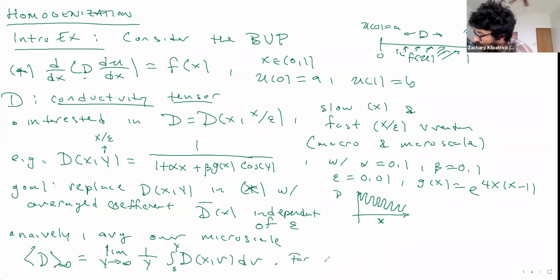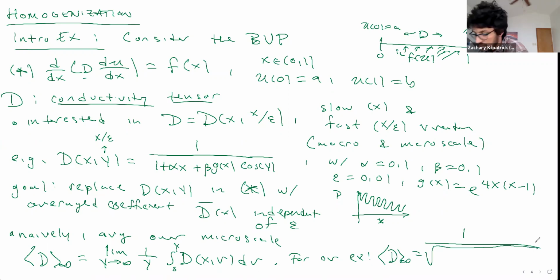And for our example above, this would come out to be 1 over the square root of 1 plus alpha x squared minus beta g of x, whole thing squared, okay? And we would just take this and plug it back in here, okay?